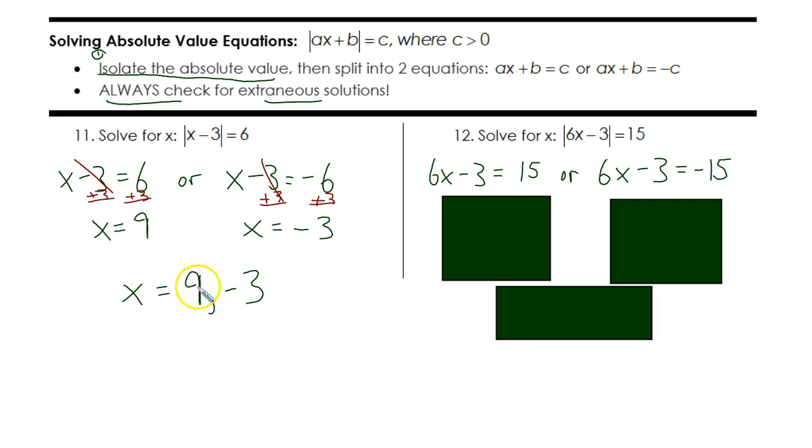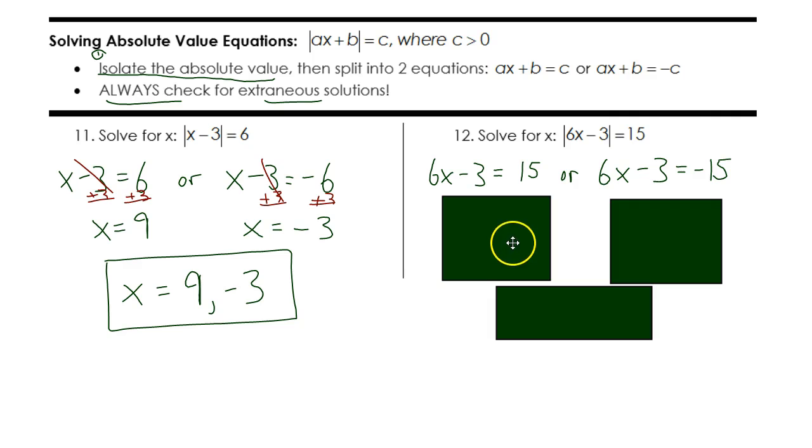You can do this in your head or in your calculator, but you should always check your solutions to make sure that they work. In this case, I'll check: 9 minus 3 is 6, and the absolute value of 6 is 6. That works. Negative 3 minus 3 is negative 6. The absolute value of negative 6 is positive 6. So they both work. I know that both solutions are good.